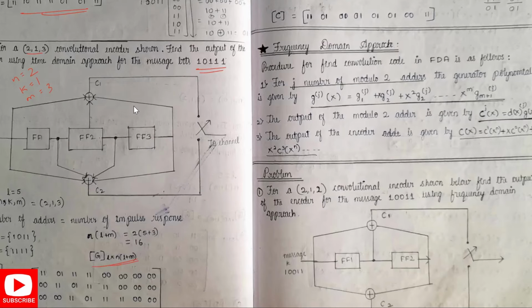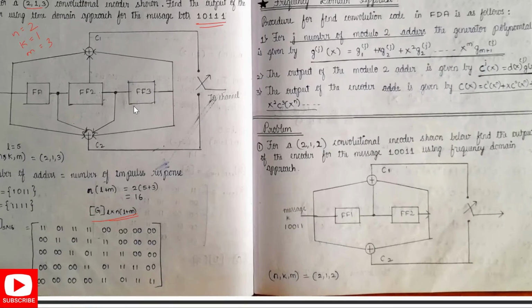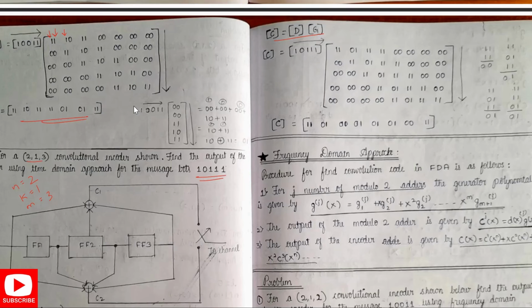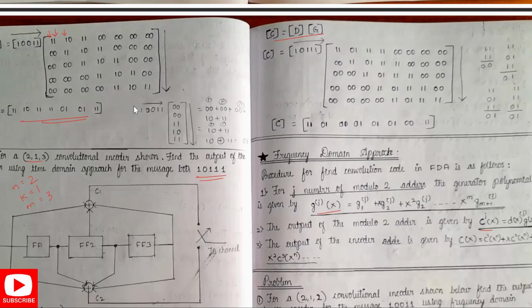Now calculate the generator matrix size, and based on this G1 and G2 you have to write the generator matrix as I said before. After that, as usual, C is equal to D into G, where D is given and G is what we have generated. We get the output. Now moving on to the frequency domain approach. Here the procedure to find the convolution code in the frequency domain approach is as shown. Firstly, for the j number of modulo 2 adders, the generator polynomial is given by this. Now the output of the 2 modulo adders is given by C of x, and the output of the encoder is given as C of x.